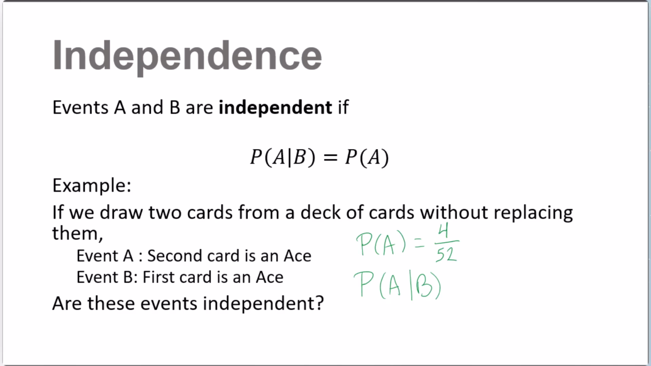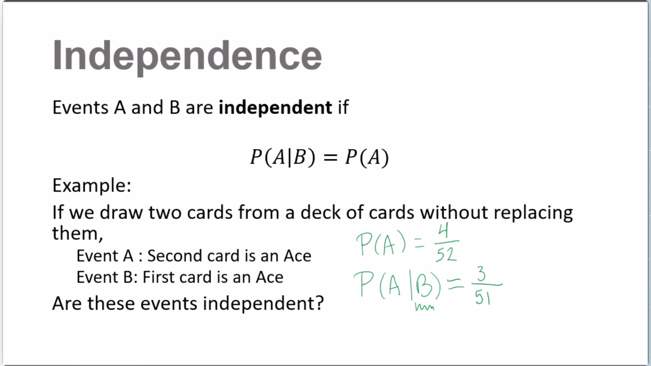In contrast, if I look at the probability of A given B, this is the probability that, assuming event B has already happened, so we drew a first card and it was an ace, the second card is an ace. Well, the probability is a little different now, because by removing a card from the deck, we've changed the options. So there are fewer cards now. Instead of a total of 52, there are only 51. And because the first card was an ace, there are fewer aces as well. So the probability is 3 out of 51 rather than 4 out of 52.